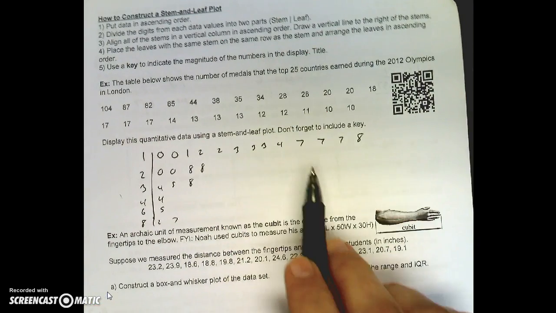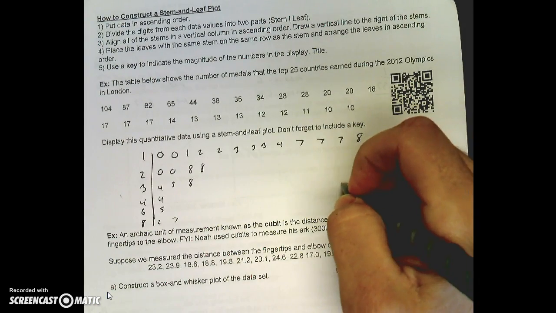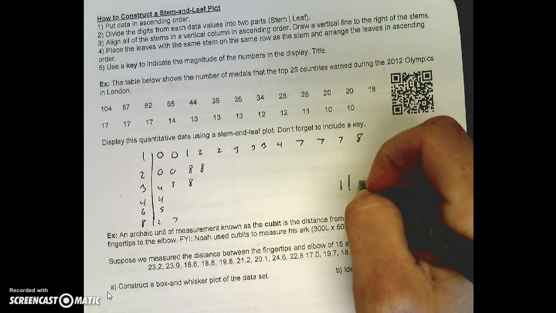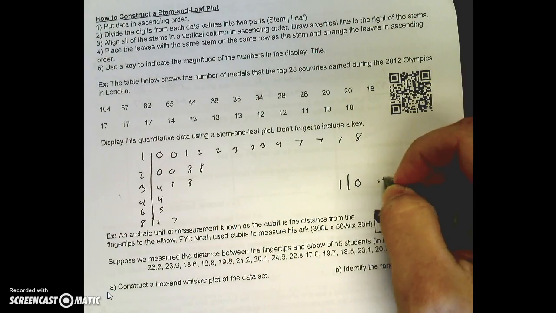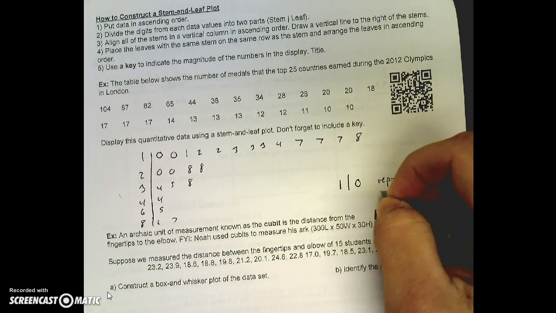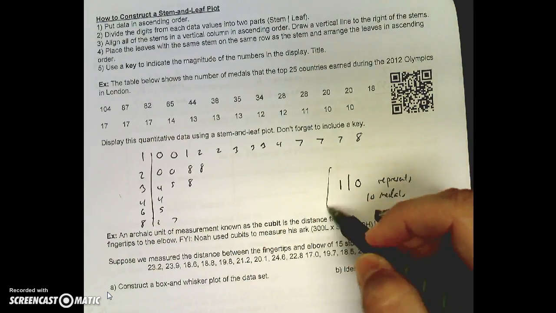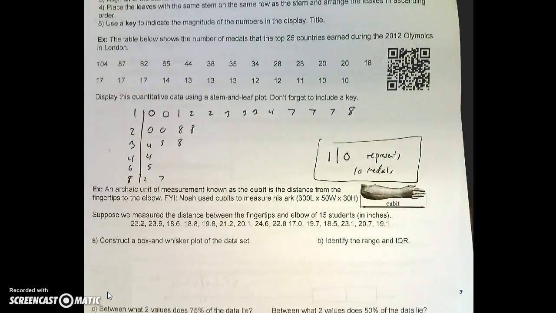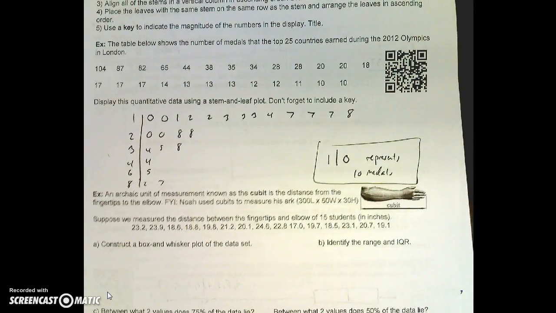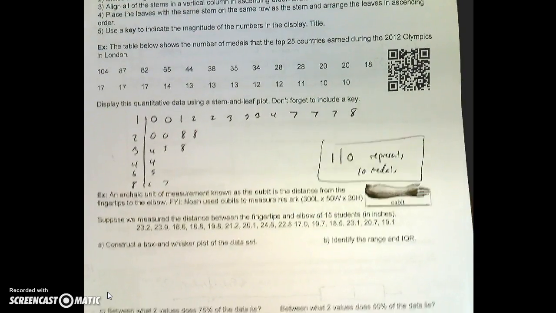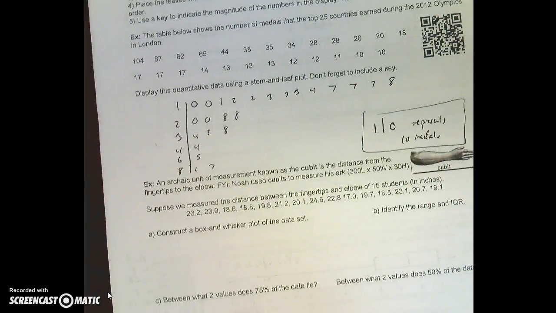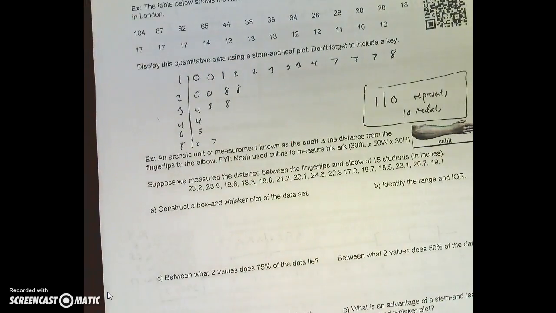Now, don't forget to include a key. All you want to do is, off to the side here, put something like this: 1|0 represents 10 medals. That lets the person who views this make sense of it. Alrighty, so what have we accomplished here? We took a look at box and whisker. We took a look at stem and leaf.